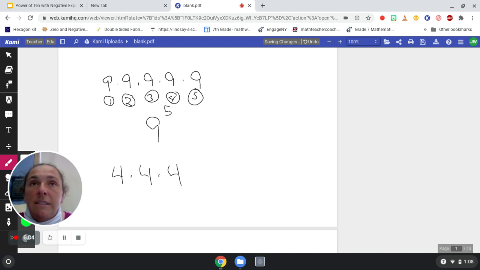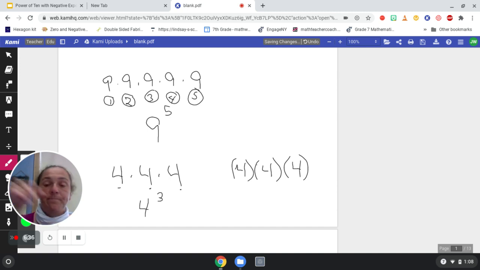Remember, we don't use x as times anymore because that looks too close to a variable that we use. So we're going to either use dots or parentheses. I could have used parentheses around all of these, and I would have been fine as well. Okay, so now your base number is 4. That's the number that is repeating. The exponent is how many times it repeats. Well, here we have 1, 2, 3. So I have 4 to the third power.